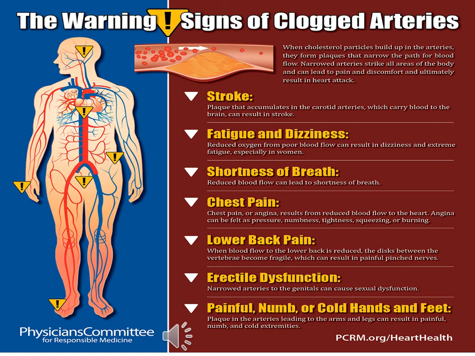It doesn't matter where it's at, it's in the body, so it would make sense that blood flow to the genitals is going to be cut off as well. It can be cut off anywhere: the brain, the heart, the genitals. You can have painful, numb, or cold hands and feet. This means that you have plaques in the arteries that are leading to the arms and the legs.